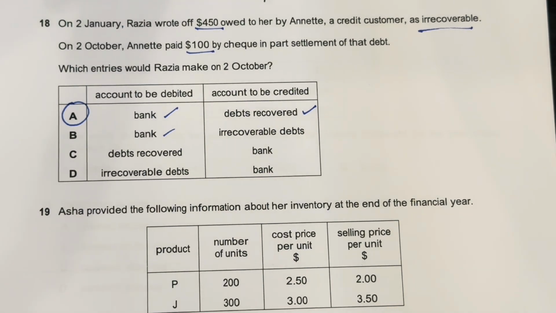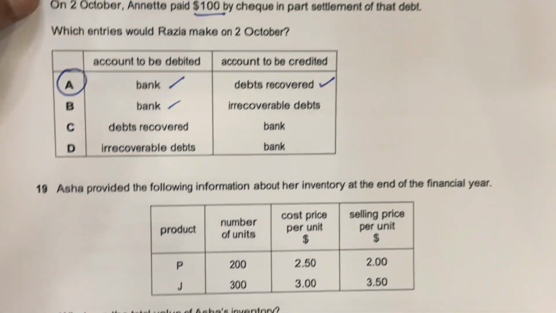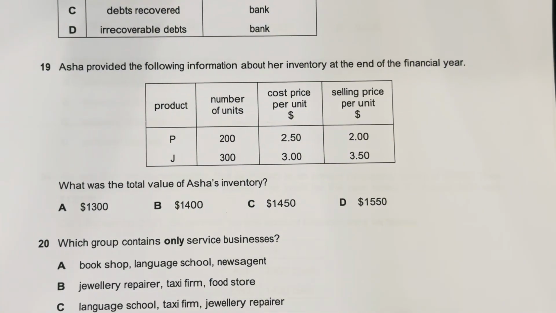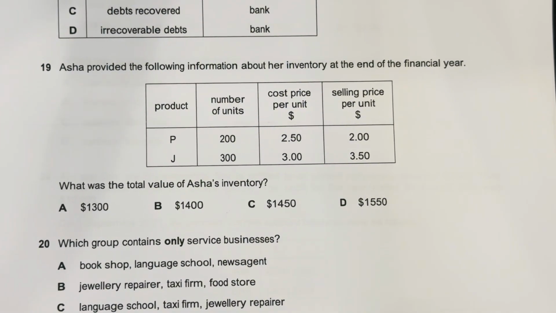Now we will move to question number 19. Question number 19 is of inventory showing NRV and cost. NRV means net realizable value. So we calculate our inventory at the lower of these two values, whichever is lower. Either we calculate on the net realizable value, or we calculate on the cost. So Asha provided the following information about her inventory at the end of the financial year.